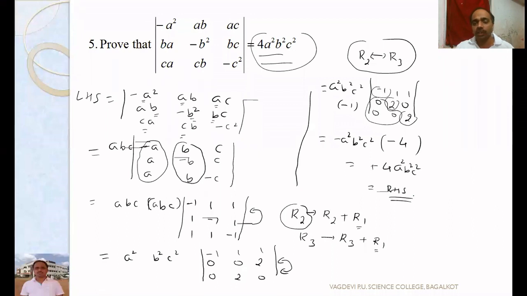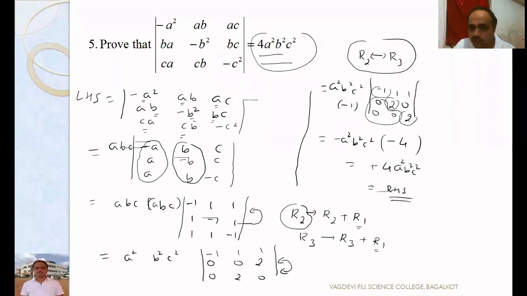See, without expanding I have done. I have not expanded. Expanding means taking plus minus plus, taking that first row. So that is called expanding. Without expanding I have done. So whenever the question says without expanding, you have to use the properties. If two rows become identical, it becomes 0.